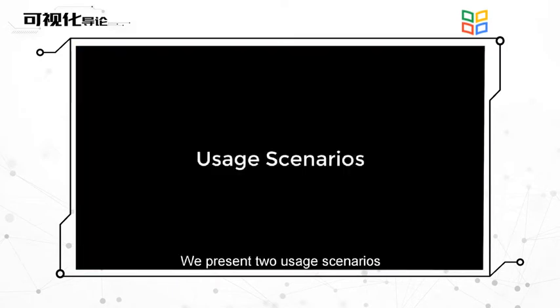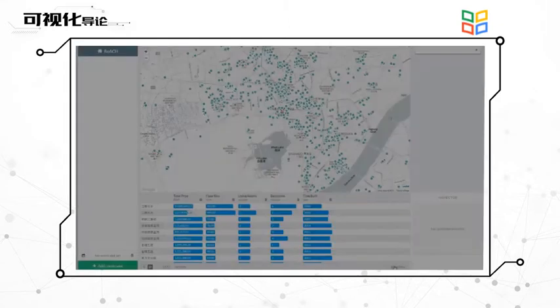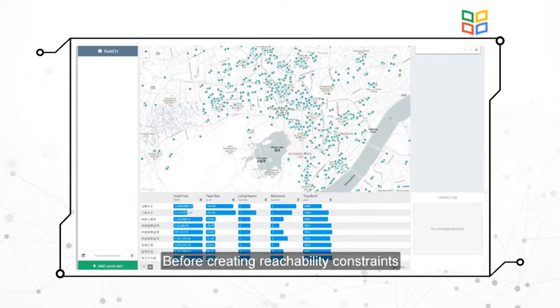We present 2 usage scenarios to illustrate the effectiveness and the usability of our system. We will follow John, a middle-aged software engineer who is looking for an apartment to live in with his family. Before creating reachability constraints, John wants to explore the candidates in the city for some preliminary studies.